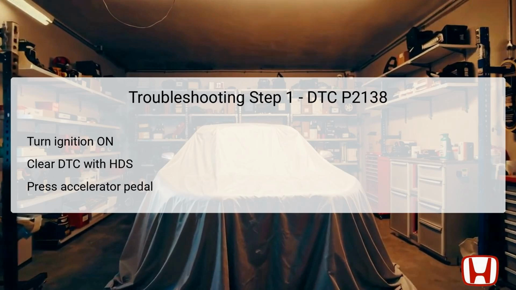After this, check for any pending or confirmed DTCs using the HDS. If the DTC P2138 is present, this indicates that the failure is replicated. However, if not present, it might suggest an intermittent issue that requires inspection of possible connections or terminals linked to the APP sensor and the ECM.